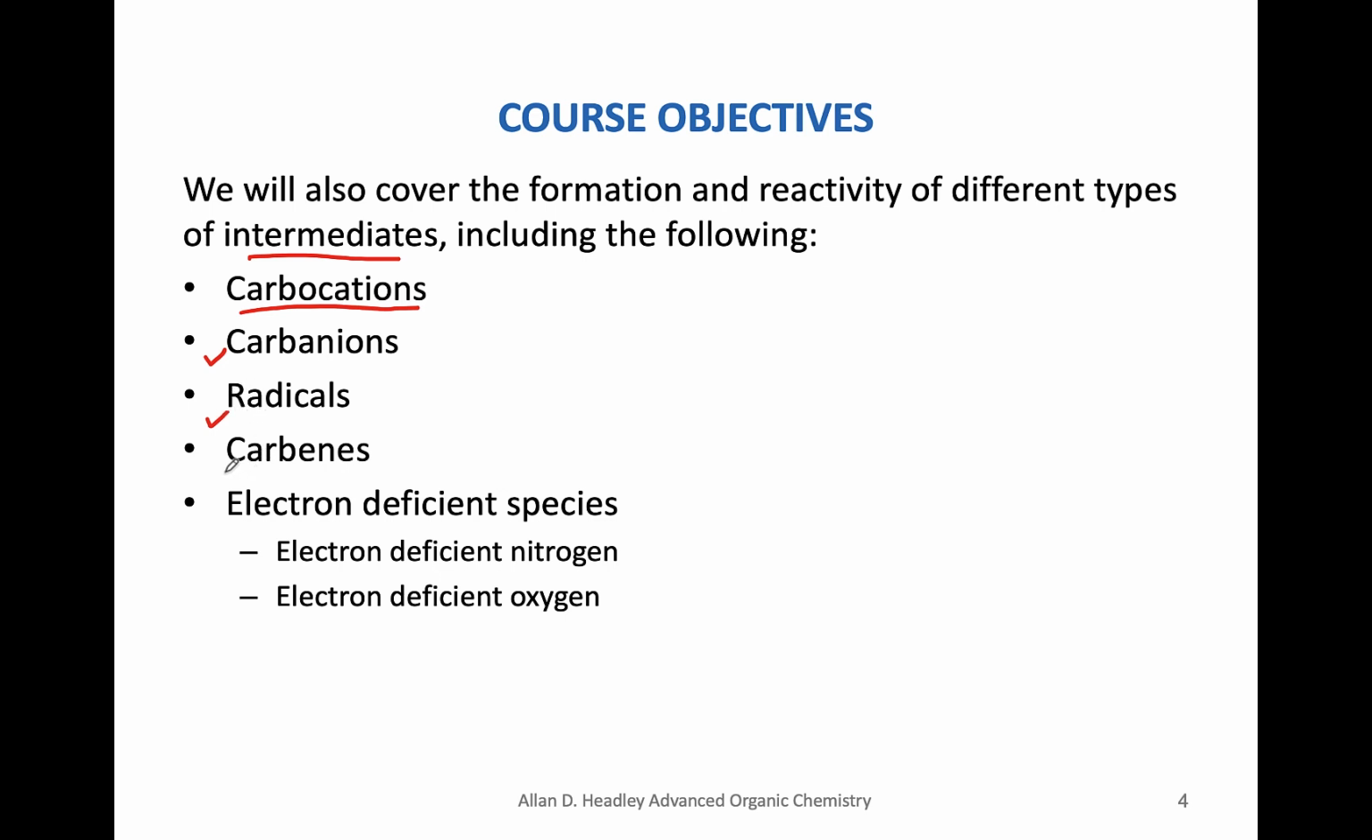Another type of intermediate that we'll look at is the carbenes. Very reactive carbenes. They are neutral species, neutral carbon, which are divalent. We'll also look at electron deficient species, and in particular, we'll look at electron deficient nitrogen and electron deficient oxygen. These are all intermediates that are formed as a reaction proceeds from reactants to products.